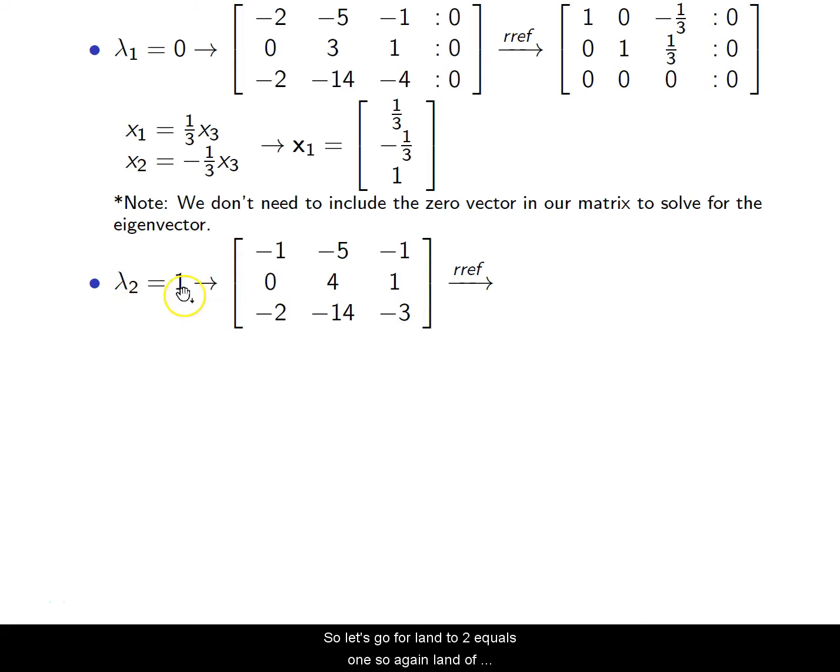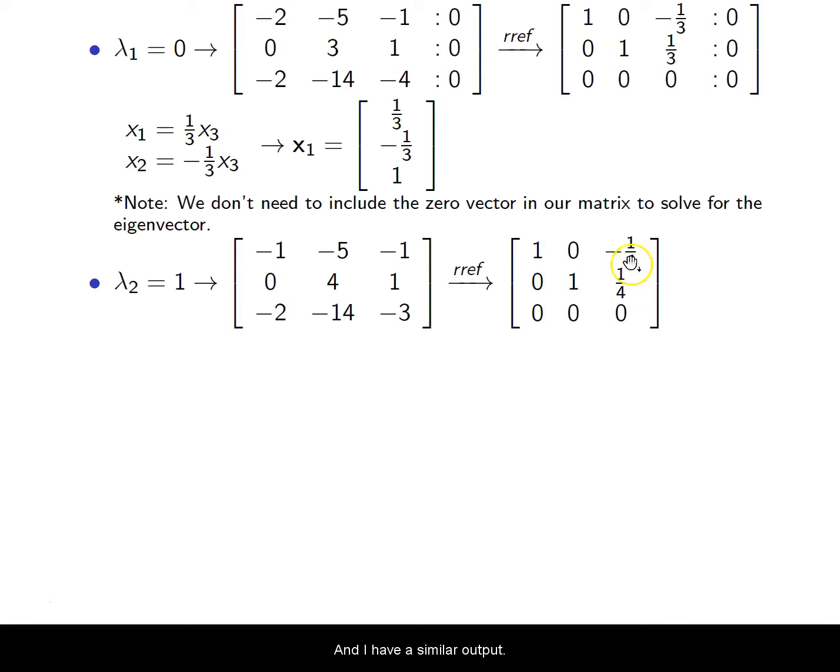Okay, so let's go for lambda 2 equals 1. So again, lambda minus 2, lambda plus 3, lambda minus 4. Now lambda is 1. So here it was 0, now it's 1. So I'm going to get a different diagonal than I got before. The other values are still the same. I'm going to reduce this into row echelon form. Sorry, reduced row echelon form. So I want to reduce it as far as I can. Right, and I have a similar output, but it is not negative 1/3 and 1/3. It's the 1/4.